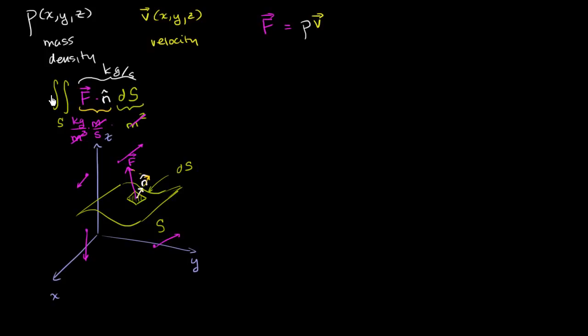And then if we were to add up all the ds's, and this is what essentially that surface integral is, we're essentially saying how much mass in kilograms per second, that's what we picked, is traveling across this surface at any given moment in time. And this is really the same idea we do with the line integrals. This is essentially the flux through a two-dimensional surface. So this is the flux through a 2D surface.